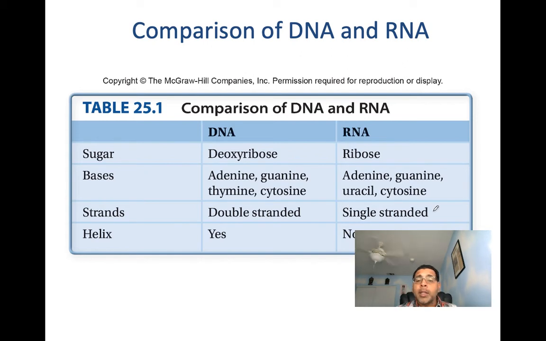RNA, you can see, is a single-stranded structure, while DNA is double-stranded. And here we can see DNA is found as a helix, while RNA is going to be found as, again, a single-stranded structure, while RNA will not be found as a helix.